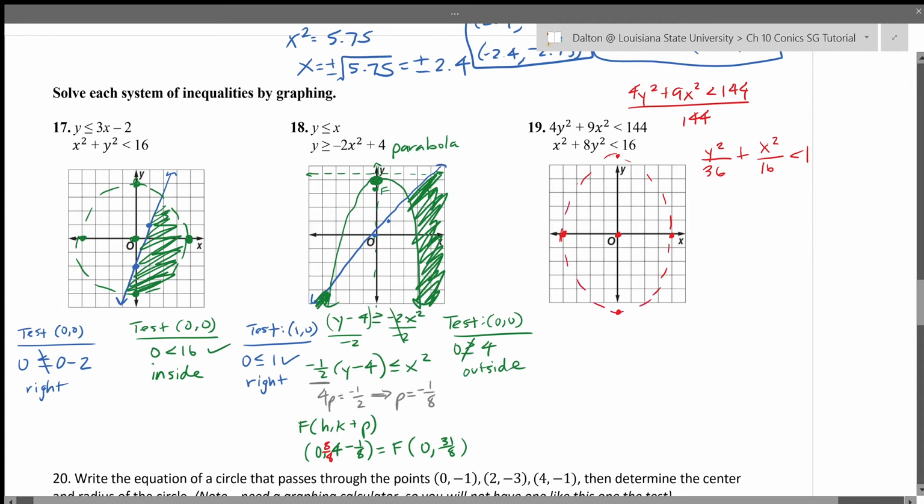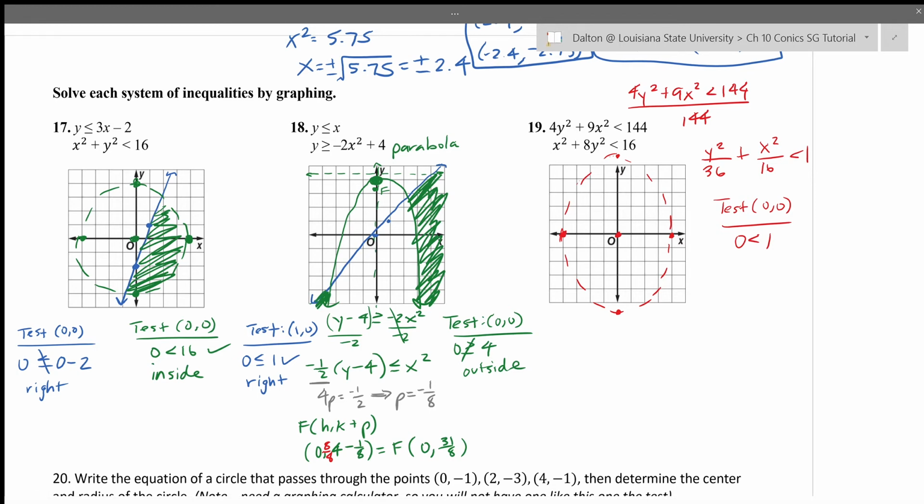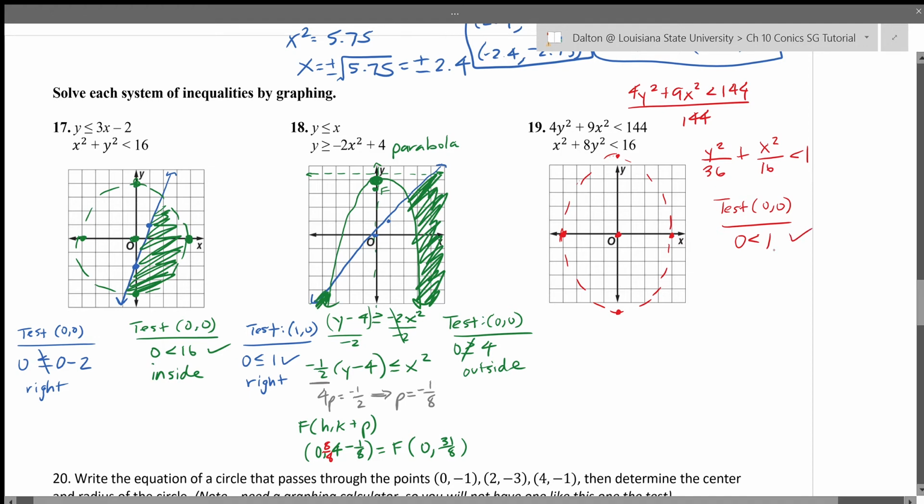So it should look something kind of like that. Okay, and then we're going to pick a test point. Again, I'm going to choose 0, 0 because I like it. So if I plug in 0, 0 squared over 36 plus 0 squared over 16 is just 0. Then I get 0 is less than 1, which is true. So if that's true, then I'm going to shade on the inside of that ellipse, eventually.